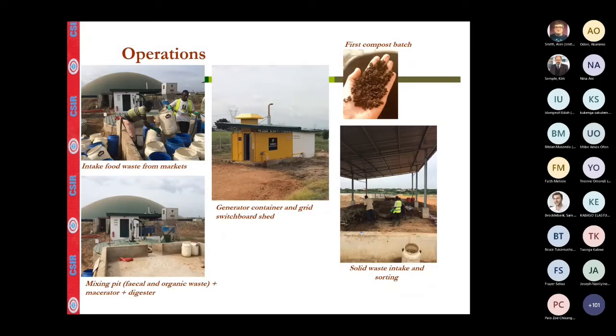So this is the solid waste intake and the sorting. So this is where they do some sorting and then make sure that the organic material that they feed into the digester is clean and not contaminated. So you can see their generator house. That is where they keep their generator, which the biogas is used to power it to generate electricity.